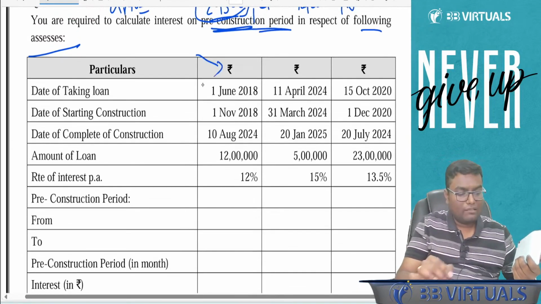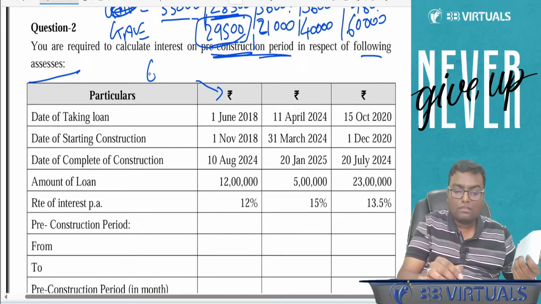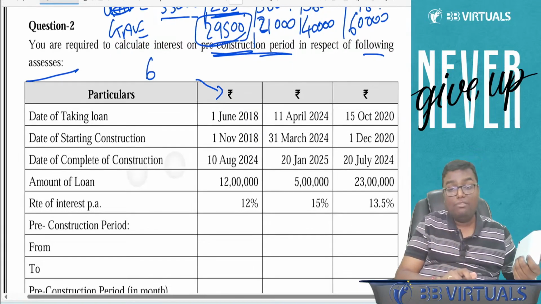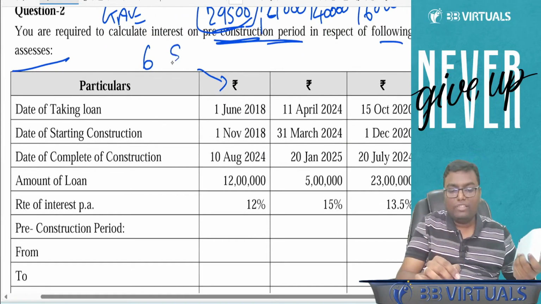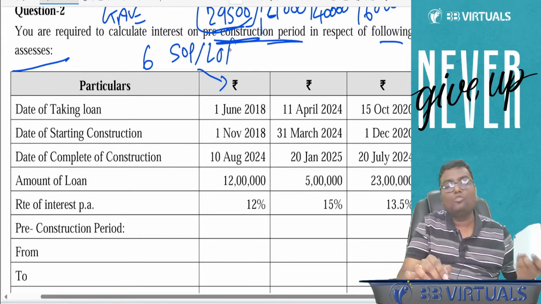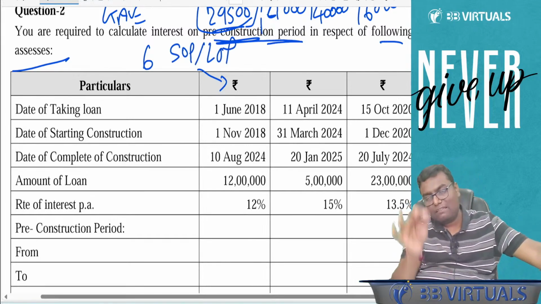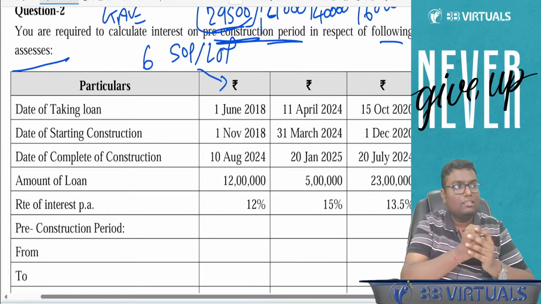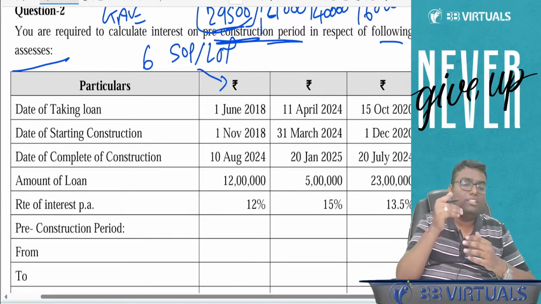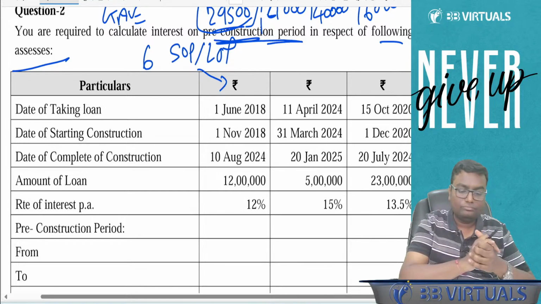In the first case, we will calculate interest for 6 years and we will see both. What if it is SOP? What if it is LOP? So for 6 years, we'll calculate deduction of interest. If it is SOP, then how much? If it is LOP, then how much?